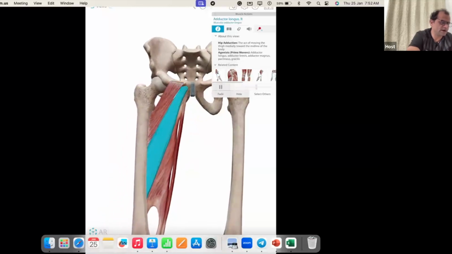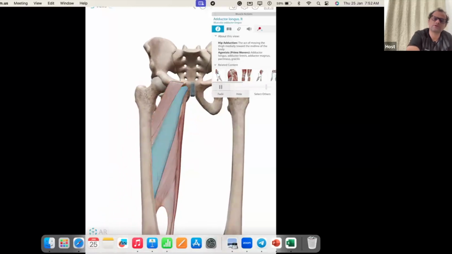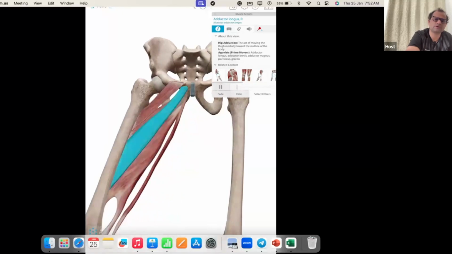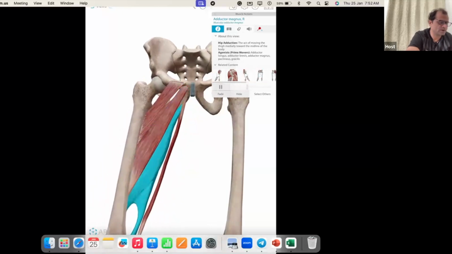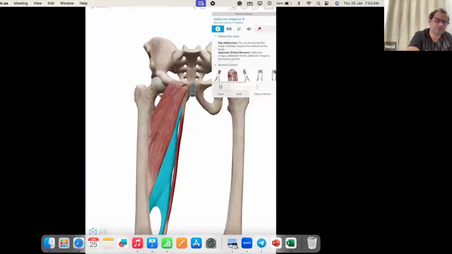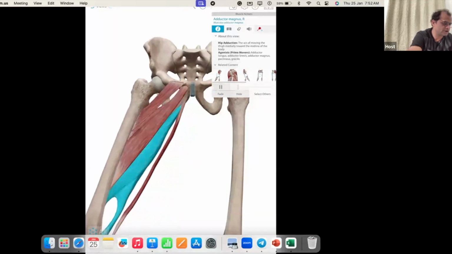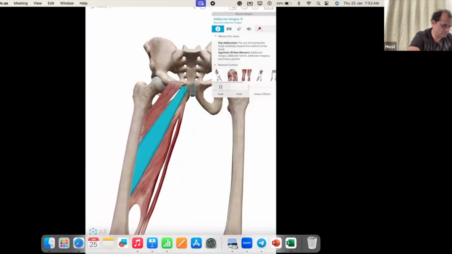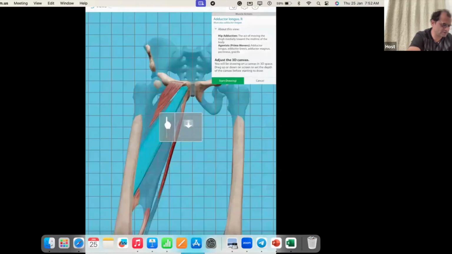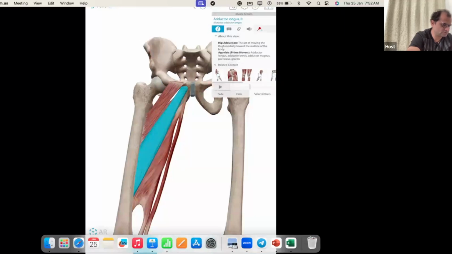So we can see this is the adductor longus, which is getting nerve supply from the obturator nerve. This is the adductor magnus, which is also getting nerve supply from the obturator nerve. And one muscle is hidden inside, at the back. This is the adductor brevis.